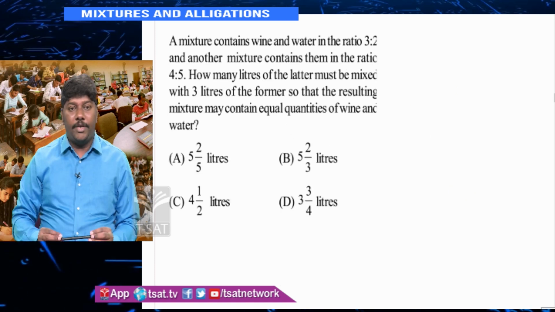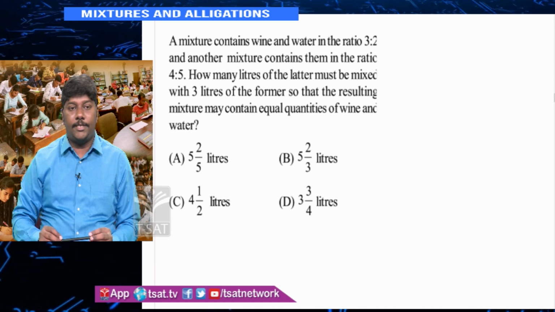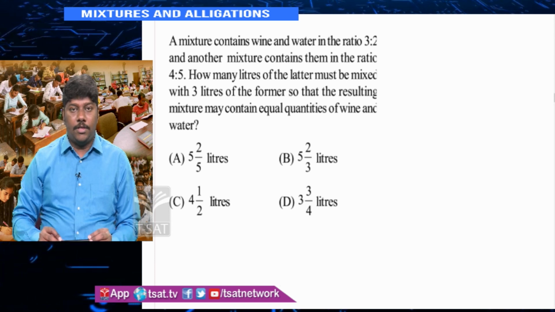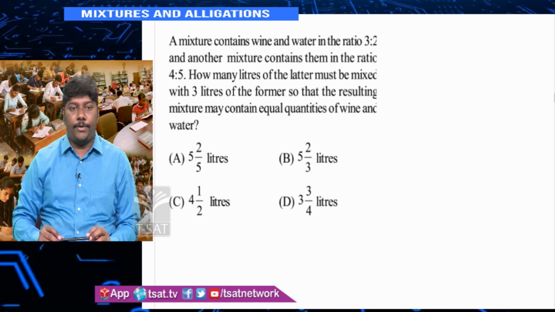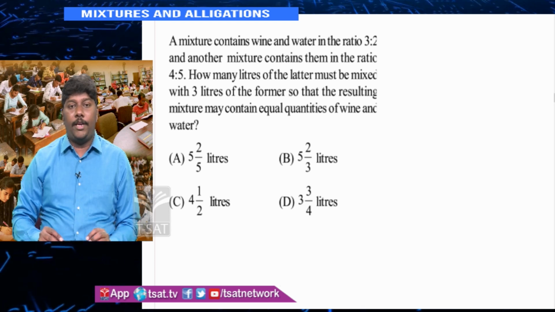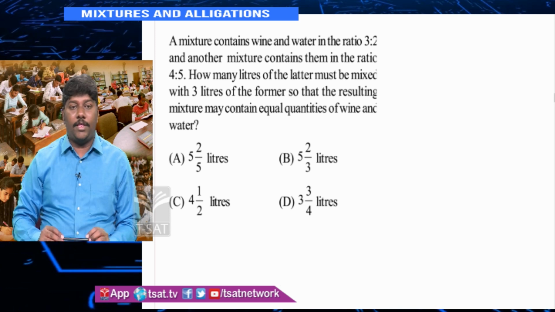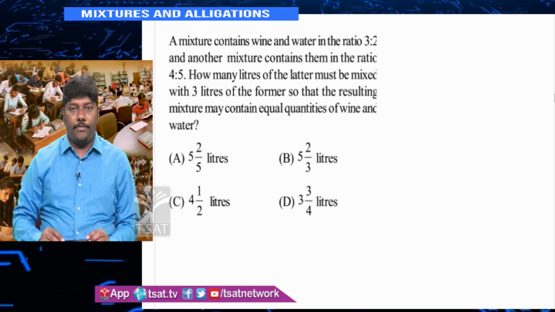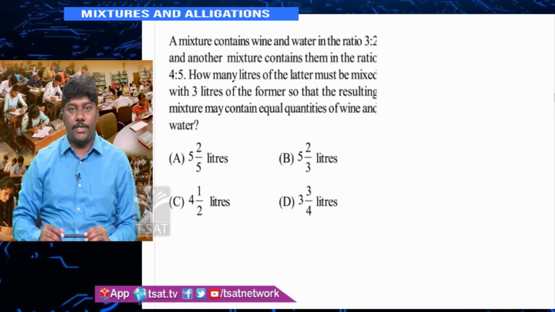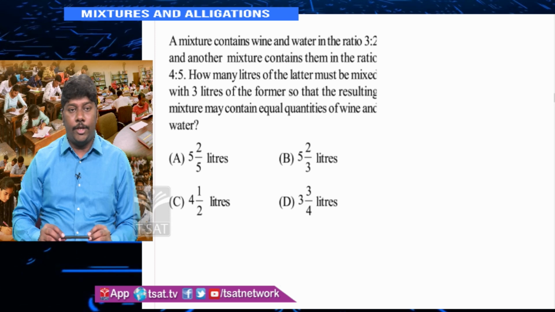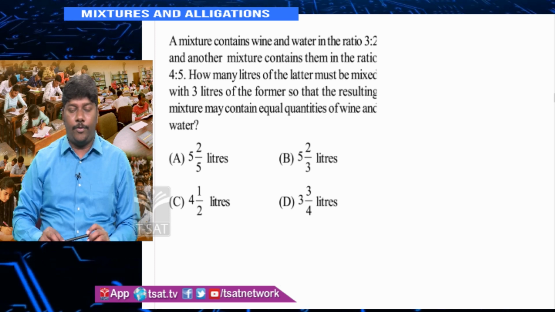Look at the next sum. A mixture contains wine and water in the ratio 3:2. Another mixture contains them in the ratio 4:5. So the first mixture contains wine and water as given, and the second mixture also contains wine and water as 4:5. He is asking how many liters of the latter, the second mixture, must be mixed with 3 liters of the former, which means the first. 3 liters of the first one is mixed with how many liters of the second one. He is asking you what is N2, so that the resulting mixture may contain equal quantity of wine and water.